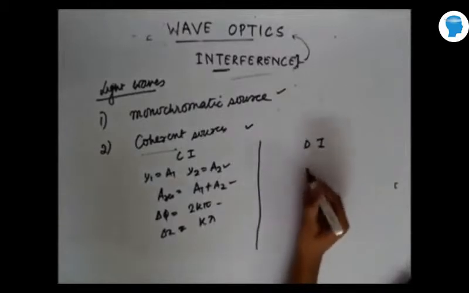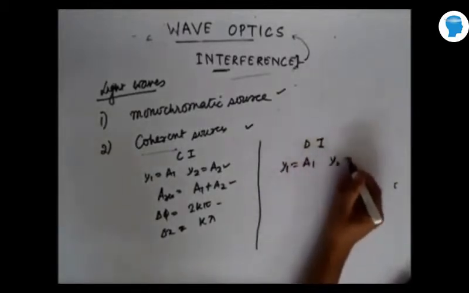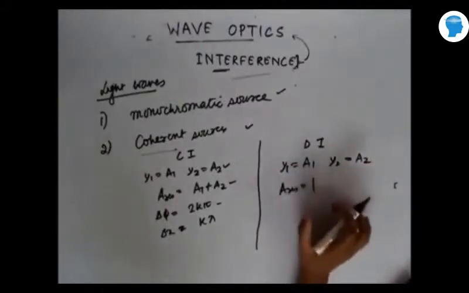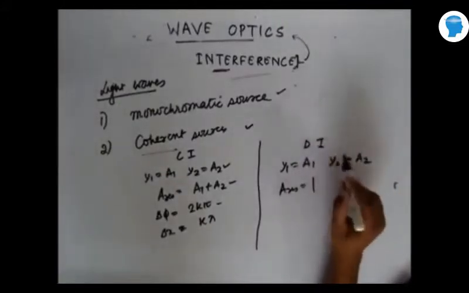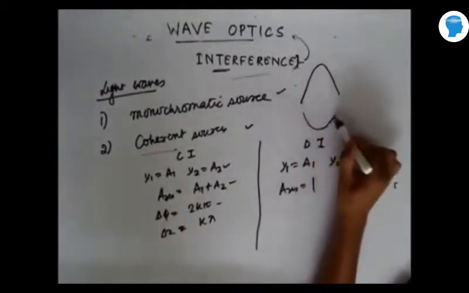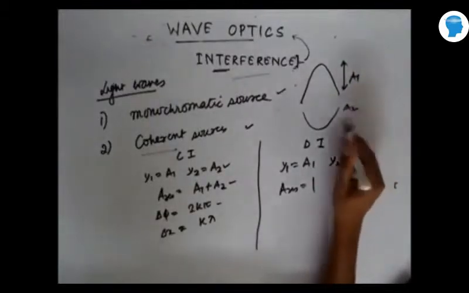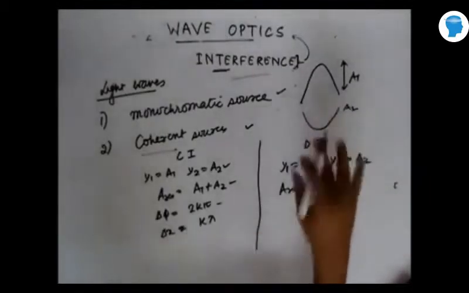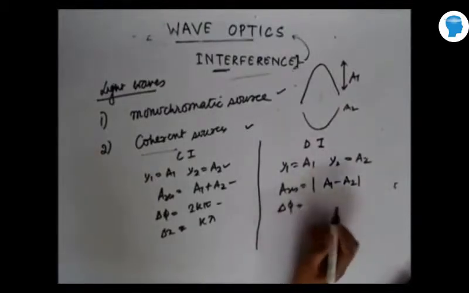Now, when we have destructive interference, let's say that y1 has a maximum displacement of a1, y2 has a maximum displacement of a2. What is the resultant displacement? The resultant maximum displacement can be what? See, both of these two will always cancel the effect of each other. So, when y1 reaches its maximum, y2 reaches its minimum. So, this is a1, this is a2. So, the maximum resultant will always be a1 minus a2, because they are cancelling the effect of each other.